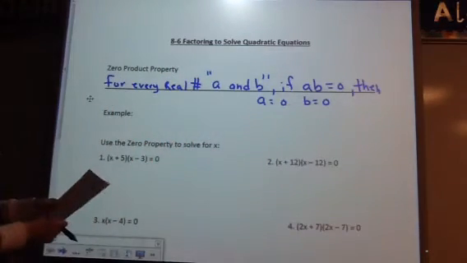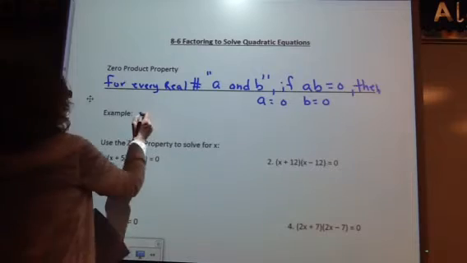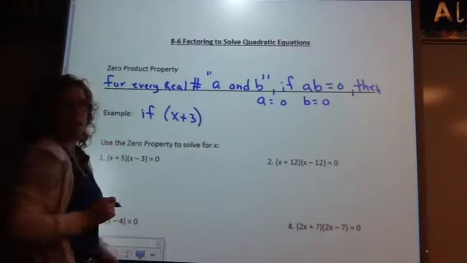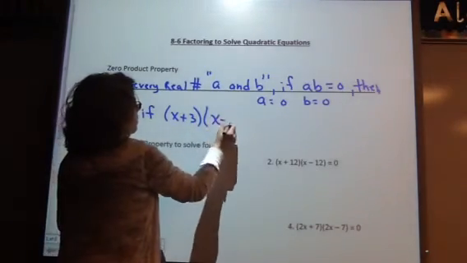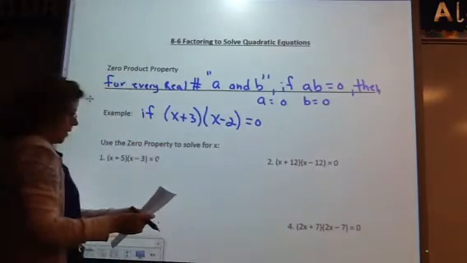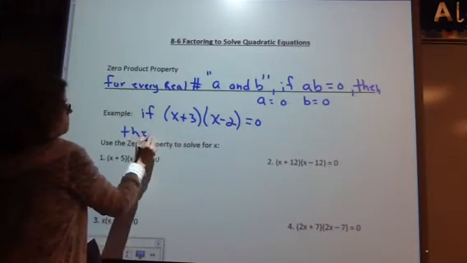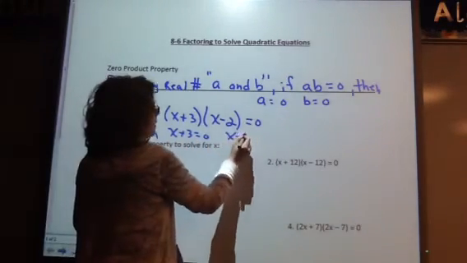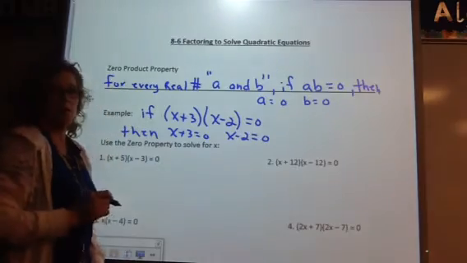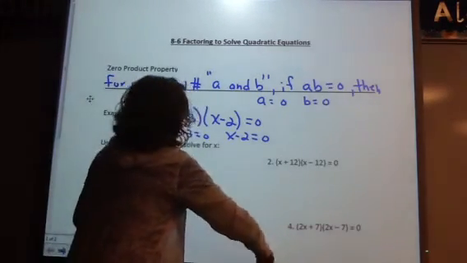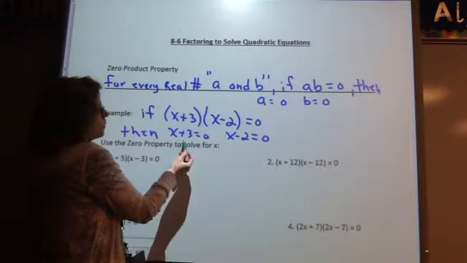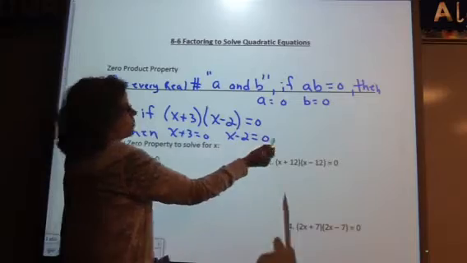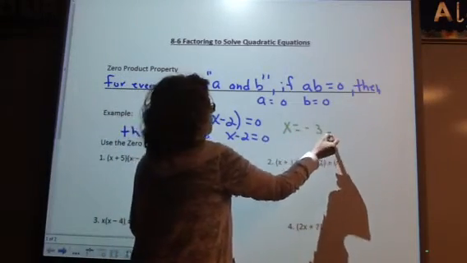So let's look at an example here. If the binomial x plus 3 times the binomial x minus 2 equals 0, then we have the first binomial equal to 0 and the second binomial equal to 0. So you're going to have 2 solutions to this. When you solve this equation, x equals negative 3, subtract 3 on both sides. When you solve this one, x equals 2. So the solution will be negative 3, 2.